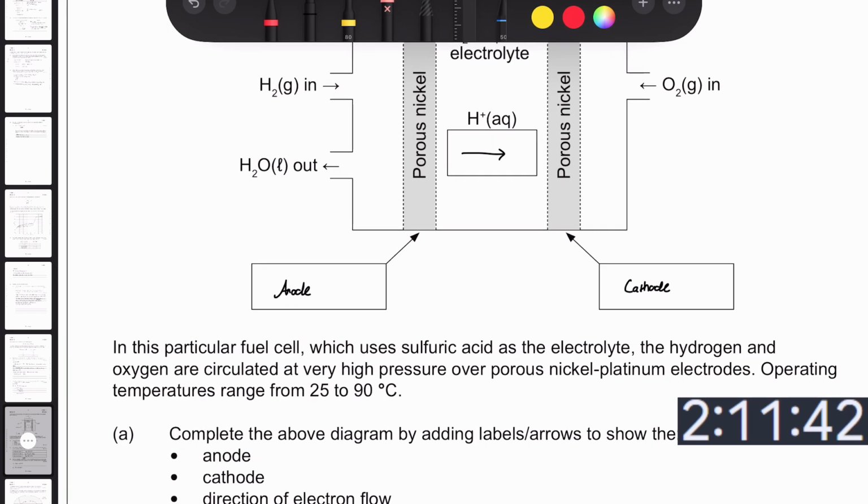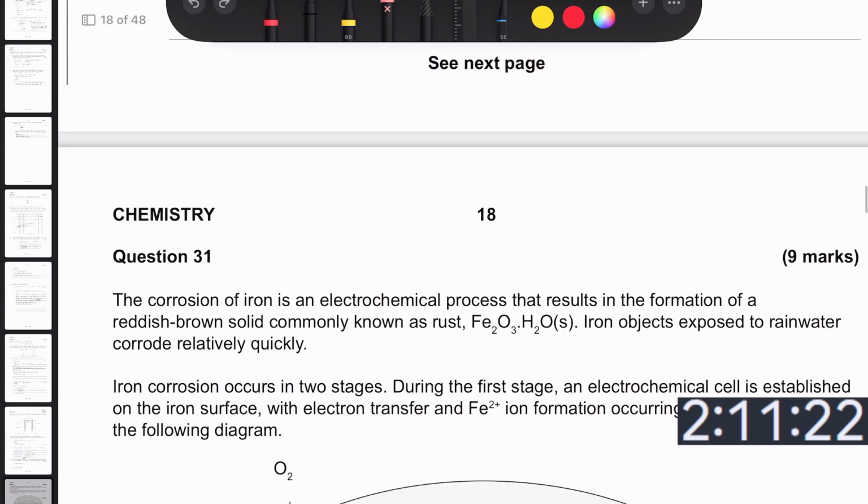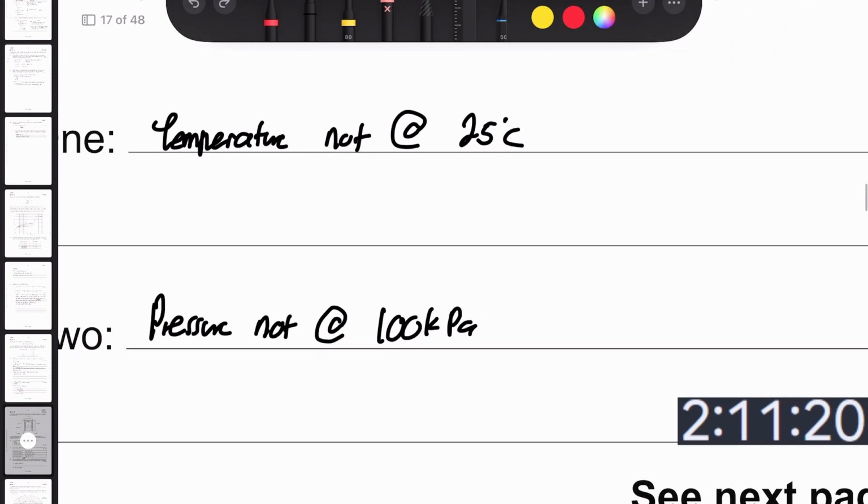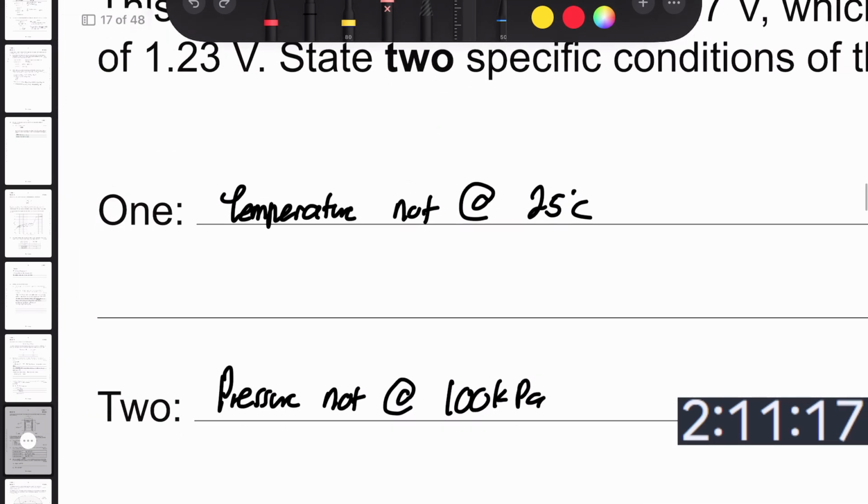Which uses sulfuric acid as the electrolyte. The hydrogen and oxygen circulate at very high pressures over porous nickel-platinum electrodes. Operating temperatures range from 25 to 90 degrees Celsius. So yeah, my pressures are different at 90 degrees Celsius. High pressures.